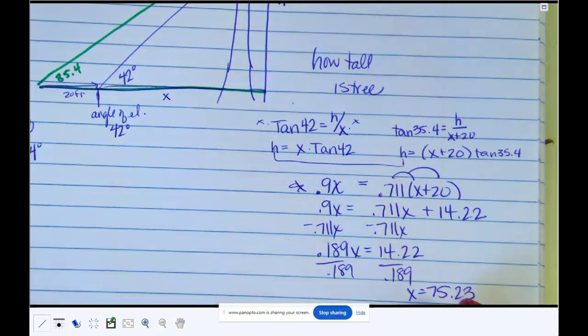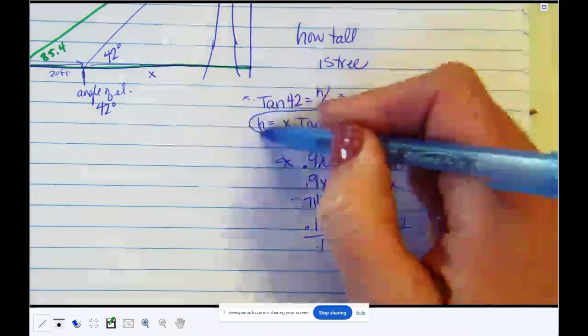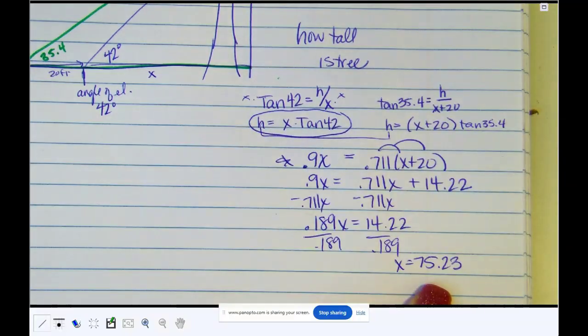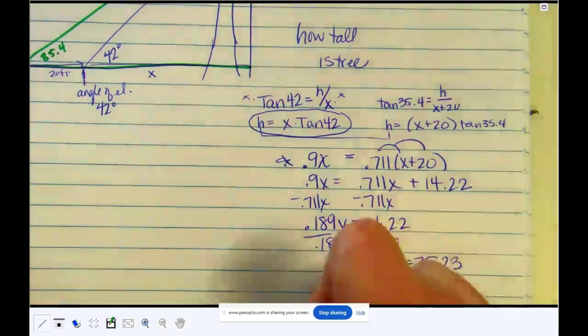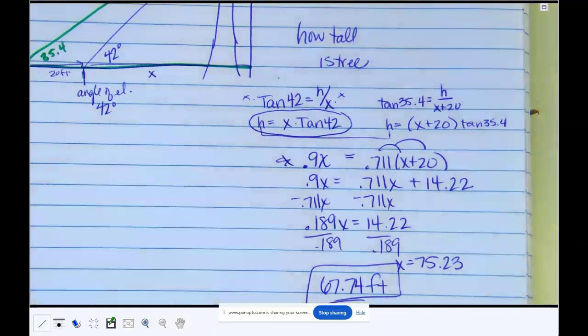Okay, now this is x. Make sure that you're getting the real thing, which is how tall is the tree. So I would put it back in this one. That's the easiest one. So multiply that times tangent of 42. So 67.74 feet. Okay, so insanely close. You're correct.